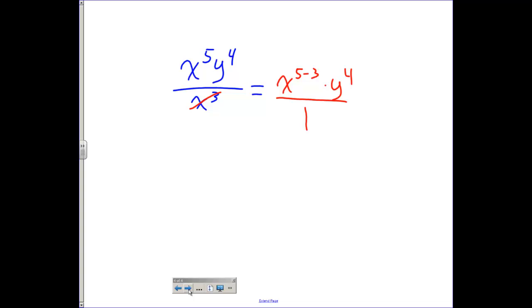Keep simplifying. X to the 5 minus 3 is going to leave you with x to the 2nd power times y to the 4th. So this original problem here simplifies out into x squared times y to the 4th.